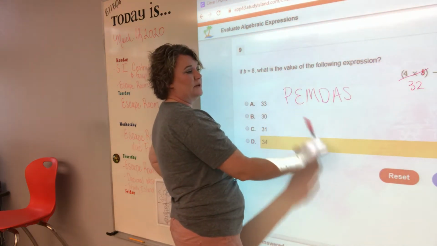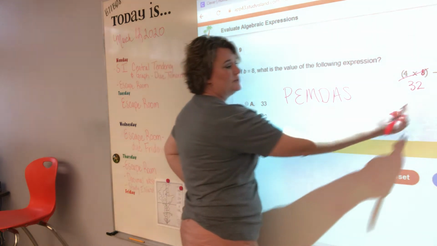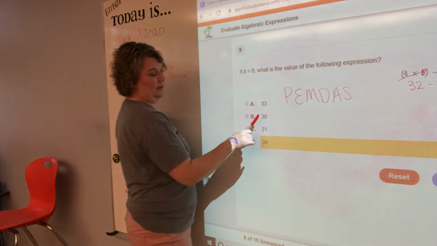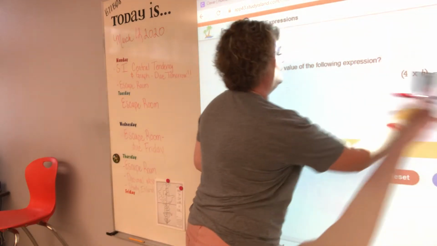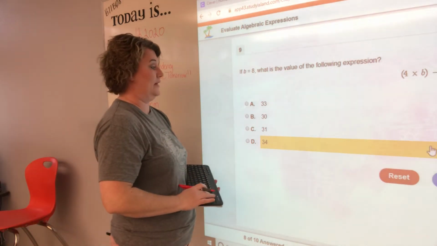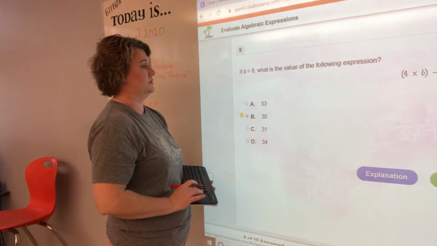I don't have exponents, I don't have multiplication or division, but I do have some subtraction. So then I'm going to work left to right. 32 minus 2 would get me 30. Order does matter. Order does matter. If not, you'll totally get the wrong answer.